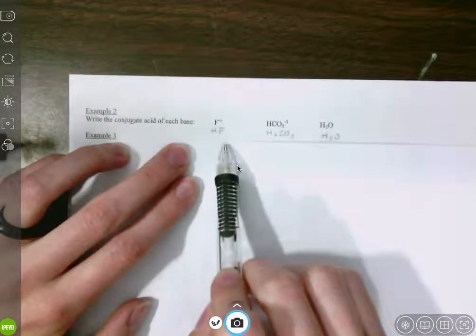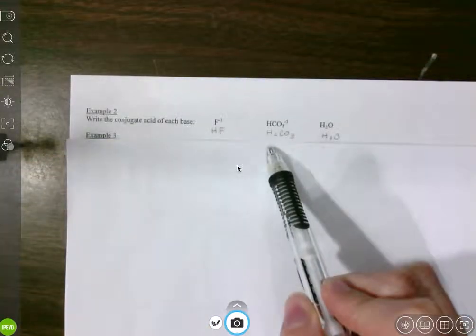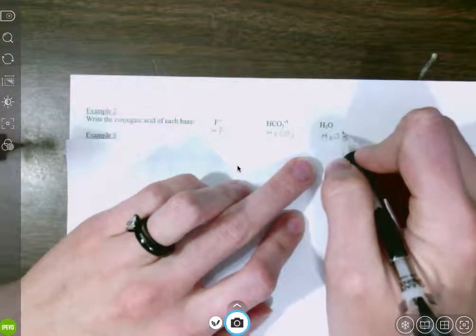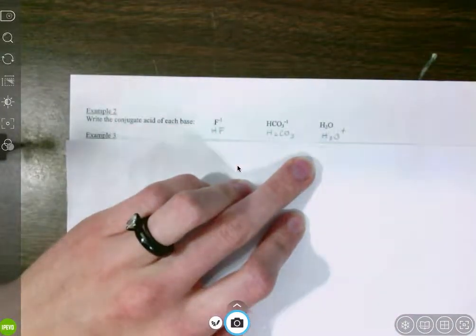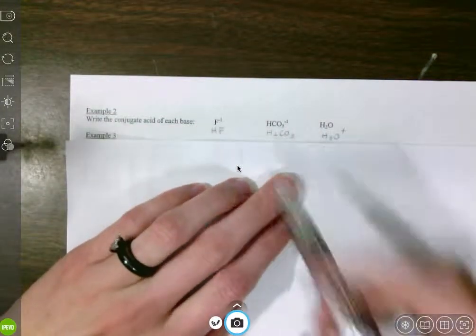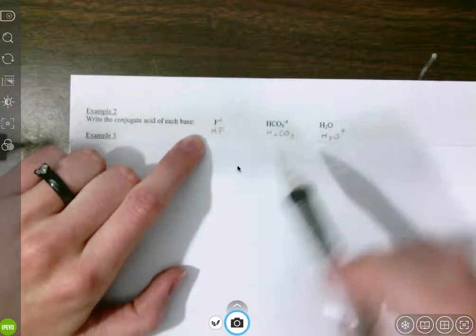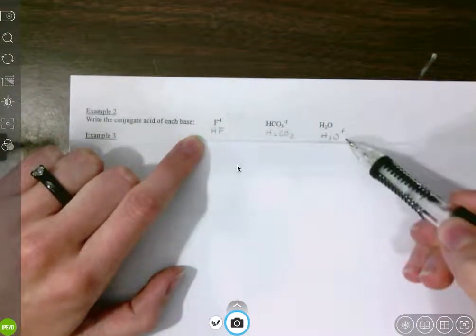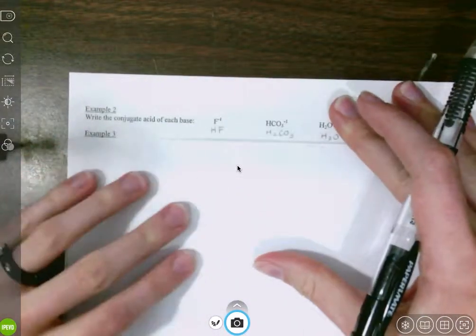So HF, hydrofluoric acid, and then we have carbonic acid, and then our hydronium ion. Sorry, I forgot the charge there. Plus charge. Notice that we have negative charges here, and if we're adding a positive charge, we're going to be neutral. But with neutral water, we're adding a proton, so we're going to form a positive charge.